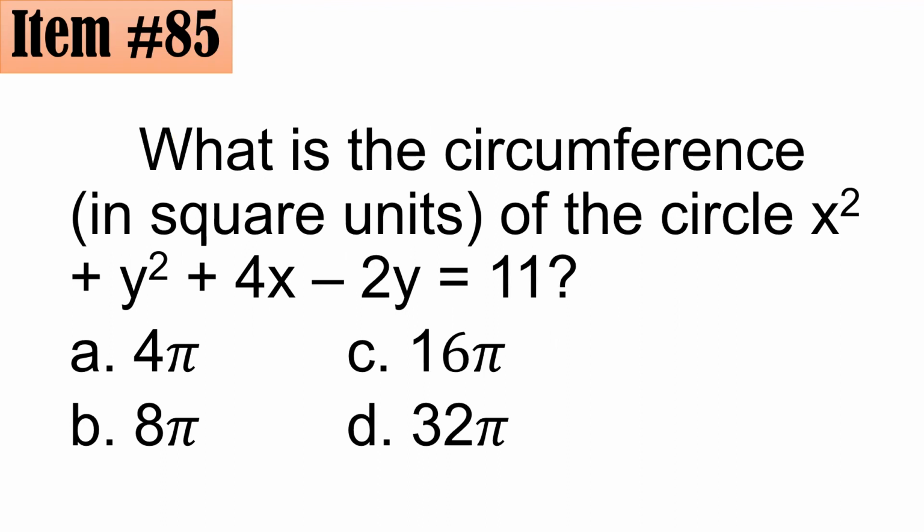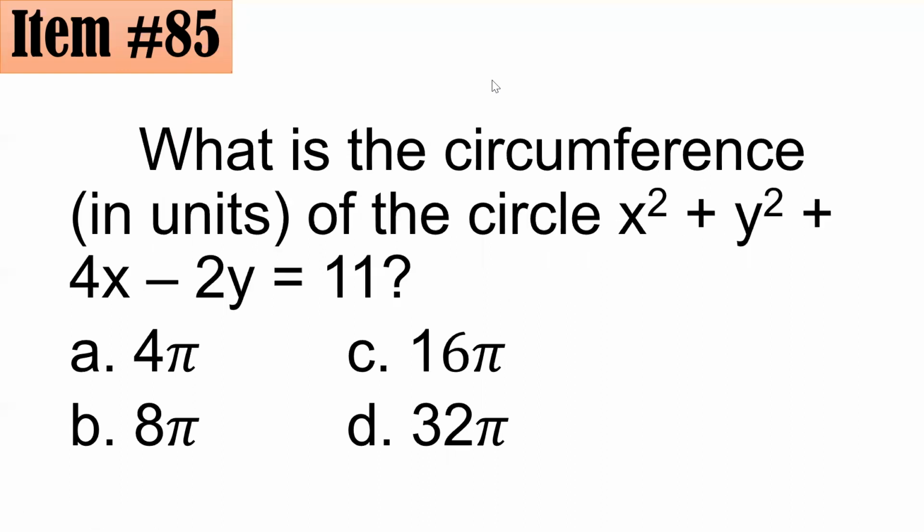What is the circumference in units? Sorry for this. Let me correct this one. Okay, of the circle x squared plus y squared plus 4x minus 2y equals 11. Did you go for 4 pi, 8 pi, 16 pi, or 32 pi?